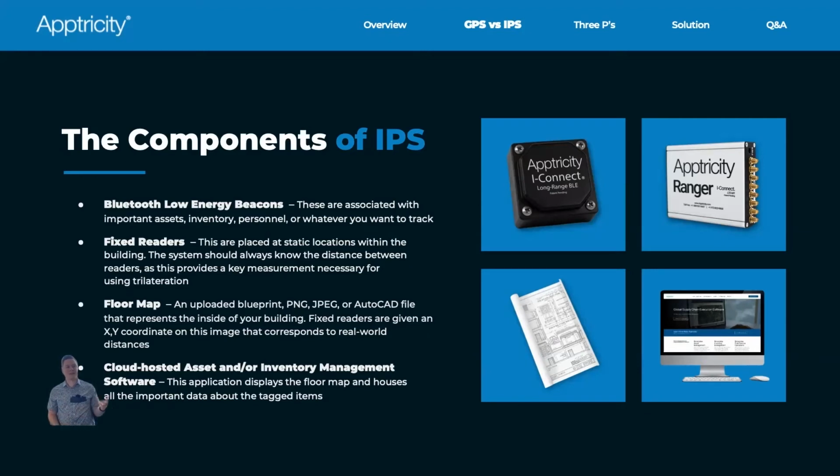And so we would say, okay, if we put one this many feet away from the corner, then we want things to be equidistant from each other, so that we're maximizing read coverage. So those are the Bluetooth low energy beacons and the fixed readers. And then the final part is we have cloud hosted asset and inventory management software. This is where you would keep any sort of information about your assets and inventory. This is also where you would view your information on the map. So you have the floor map that's displaying everything, but that floor map is within an asset or inventory management system. So those are the components that make up IPS.